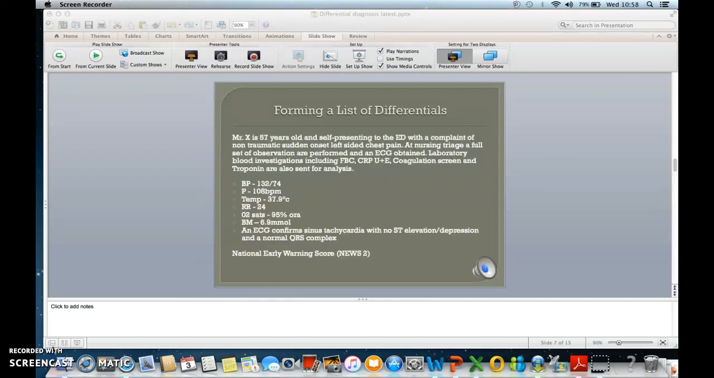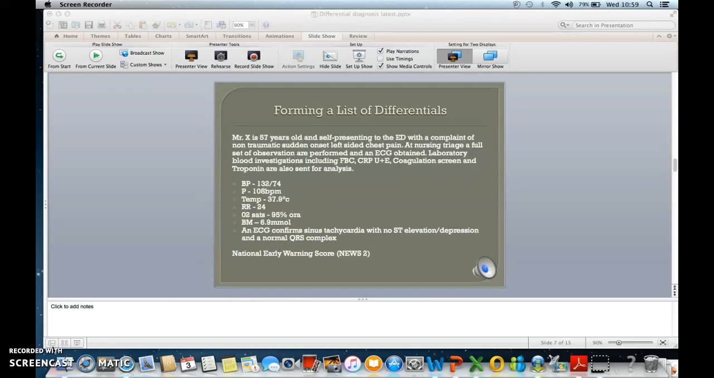Forming a list of differentials. So let's use a case study. Mr. X is 57 years old and self-presenting to the ED with a complaint of non-traumatic sudden onset left-sided chest pain. At nursing triage, a full set of observations are performed and an ECG obtained. Laboratory blood investigations including FBC, CRP, U&E, coagulation screen and troponin are also sent for analysis.